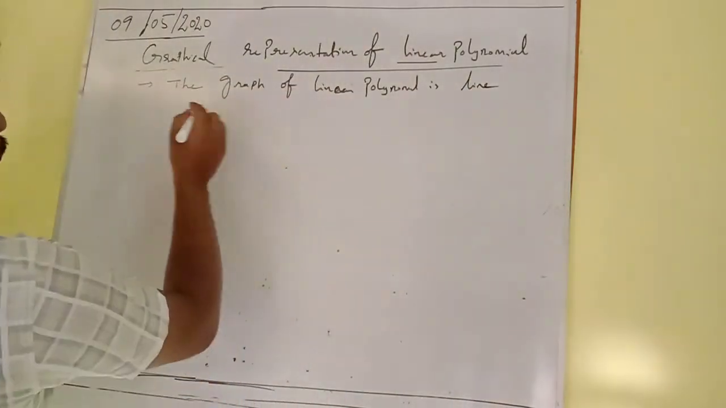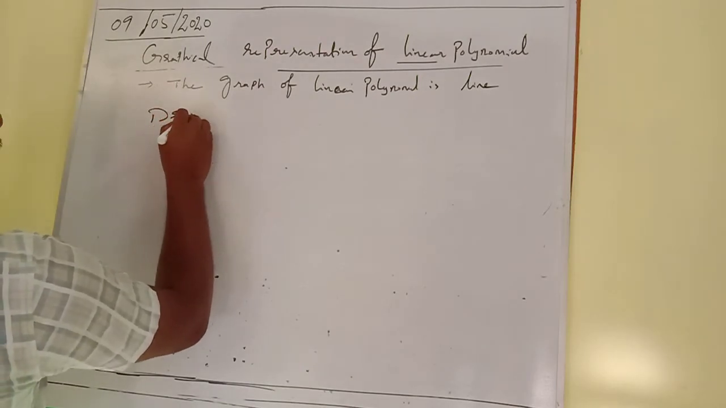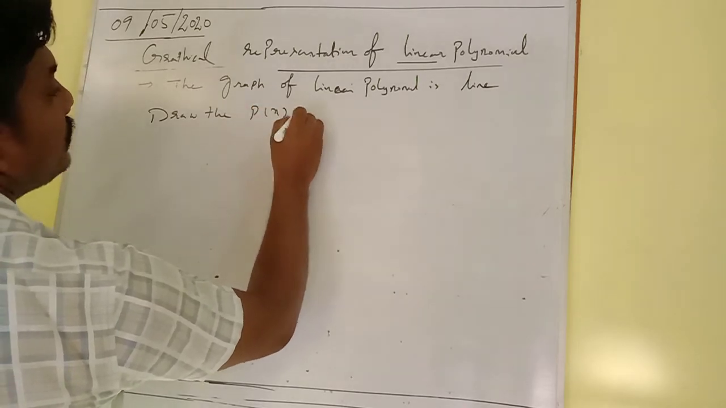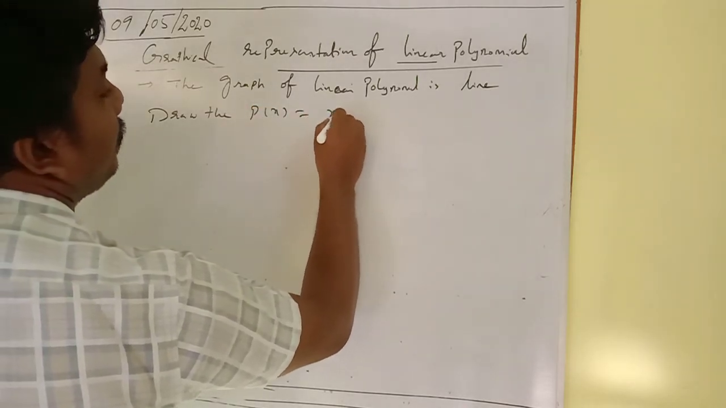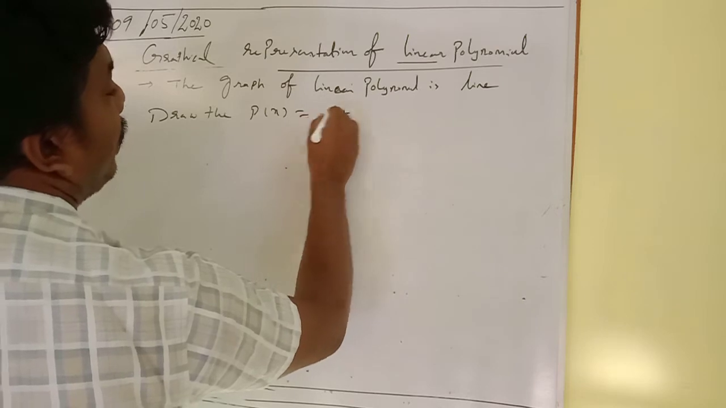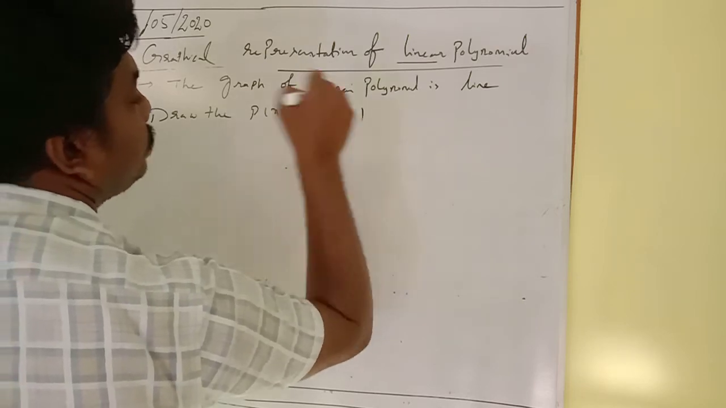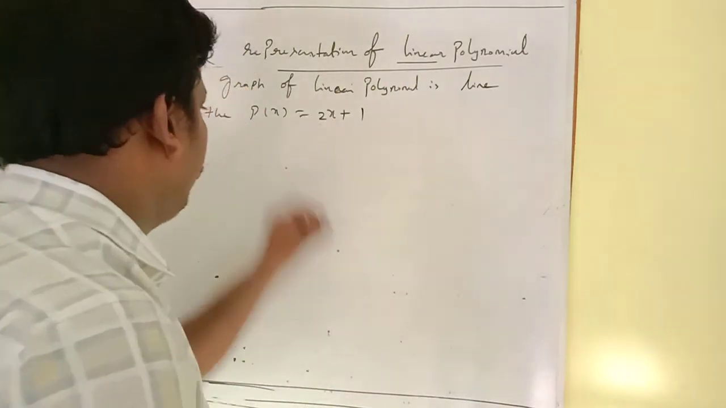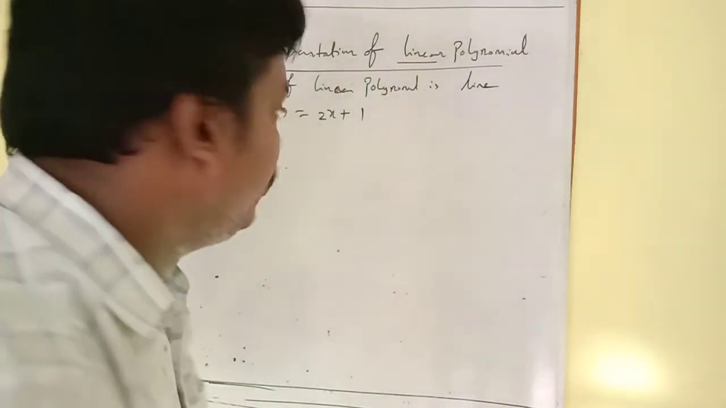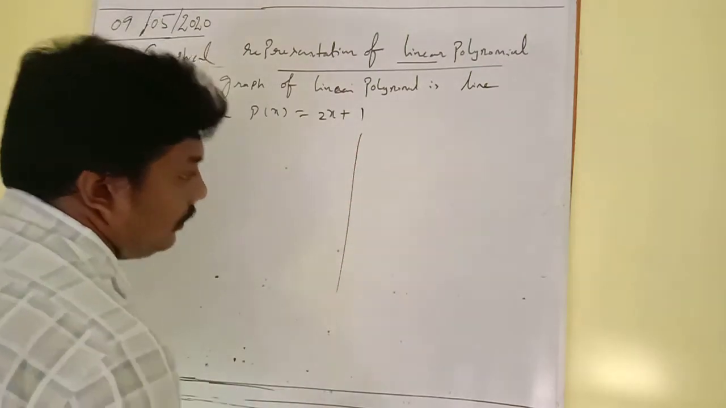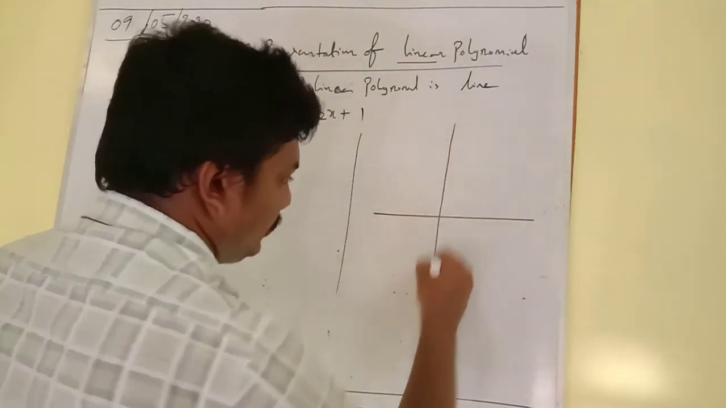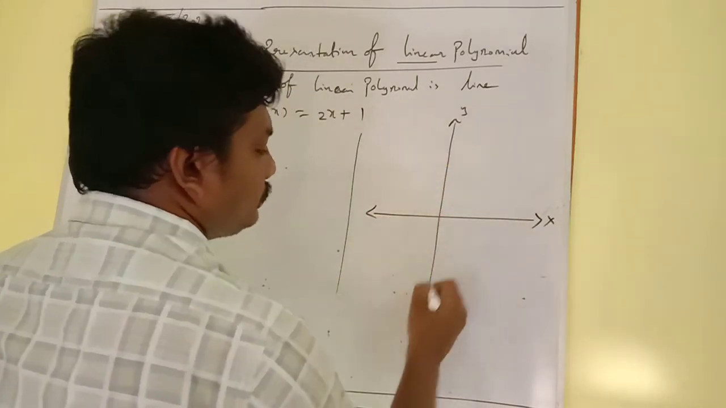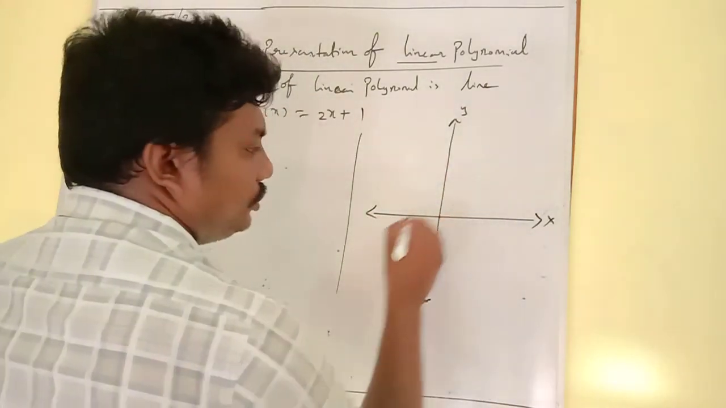So let me check. Draw p of x is equal to 2x plus 1. So 2x plus 1 is the polynomial whose graph we have to draw. First we have to make the graph sheet. So this is the graph sheet. Let me consider this as x and this as y. This is 0, 0.